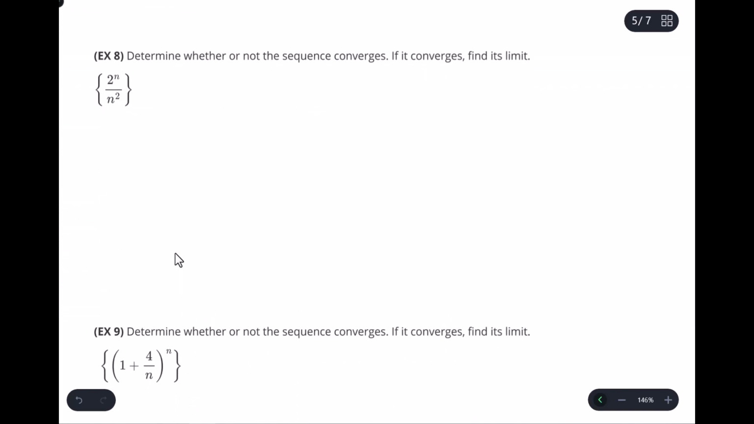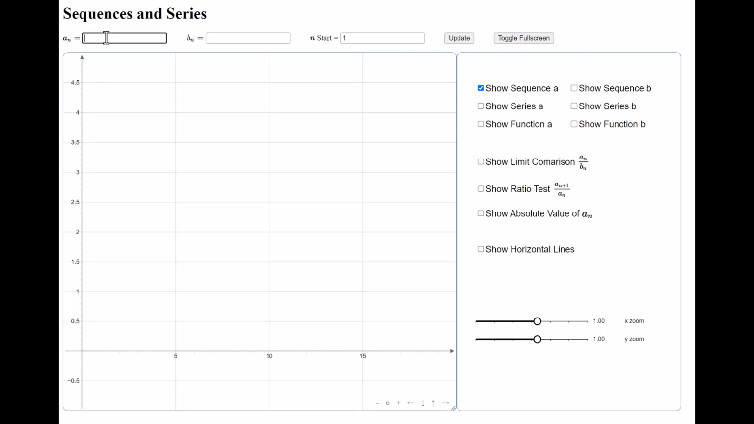That type of logic, however, won't work on functions that are not necessarily rationals. So in those cases, we might have to rely upon something like L'Hopital's rule. Certainly, graphing can help. If we wanted to take a look at the graph and see if we get an idea whether or not this function converges, we can certainly do that. Okay, so in this example, we have 2 to the nth power divided by n squared.